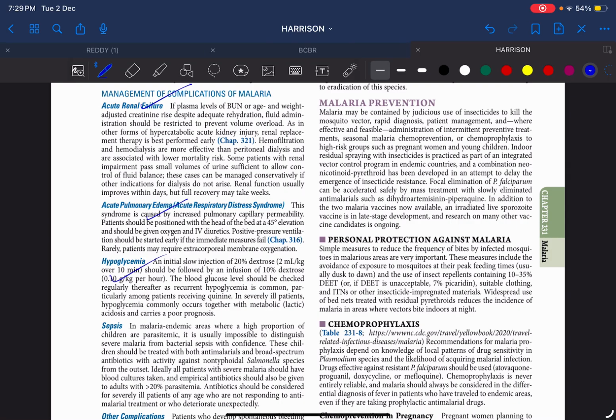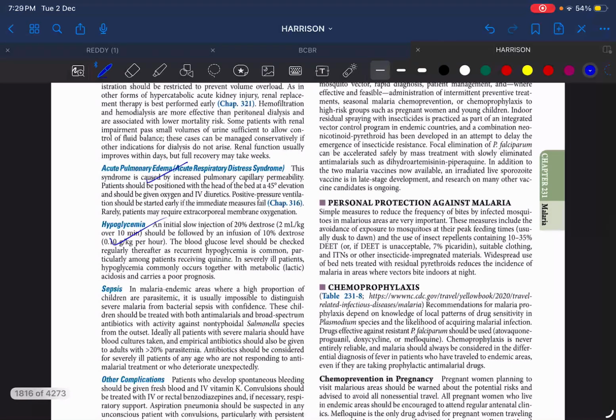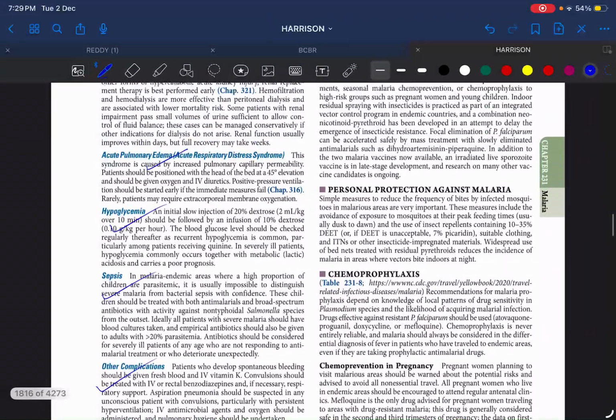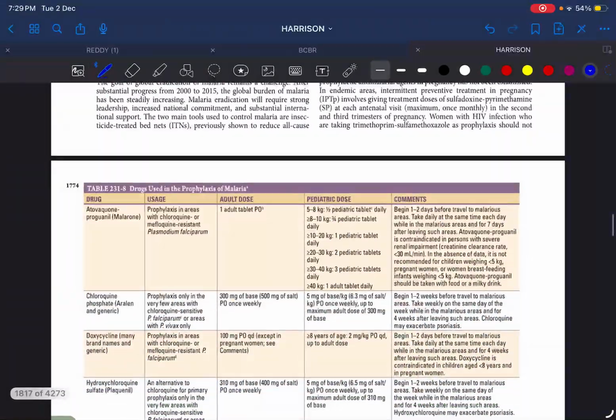Then coming into hypoglycemia, 20% dextrose, 2 ml per kg over 10 minutes should be followed by an infusion. Then sepsis, very uncommon. Then other complications, I told you, convulsions and everything. And coming into the chemoprophylaxis, the first drug we use is mefloquine. Okay, currently we are using two drugs. One is mefloquine and another one is doxycycline.